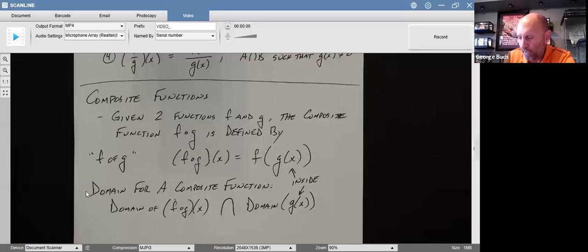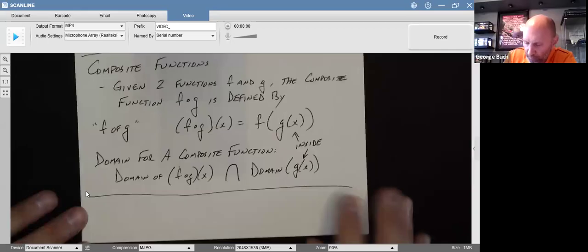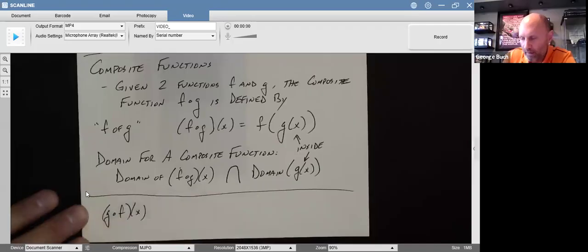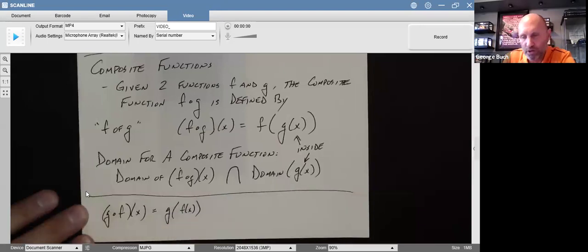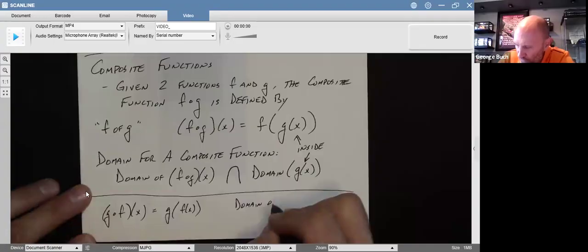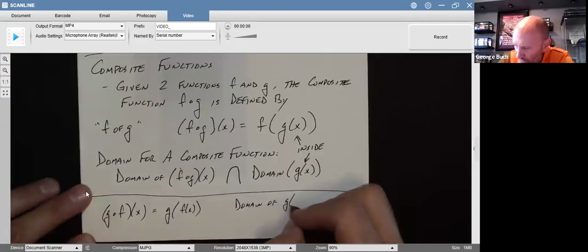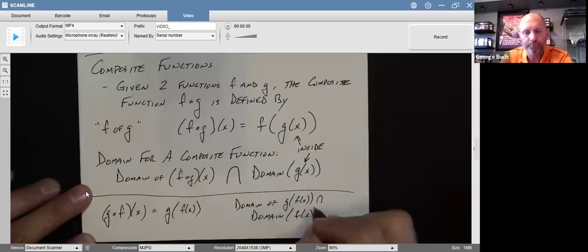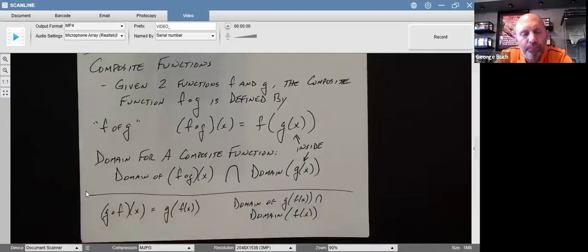And the reason I point that out is I could also have g of f of x, right? Which means take the function g and plug in the f function. So now when I figure out the domain, it's going to be the domain of this new function that I just figured out, g of f of x, intersected with the domain of f of x, because that's what was inside. So that's our composite function.